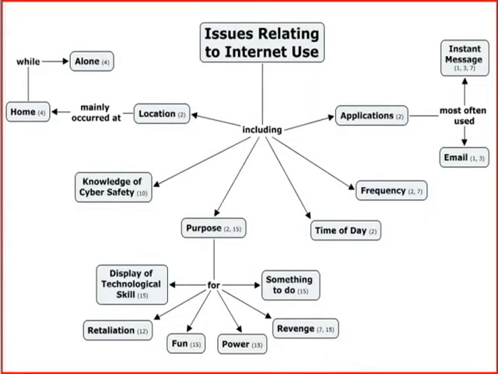There are a number of factors that are associated with cyberbullying and cyber-victimization. In relation to internet use, location, frequency, time of day, purpose, and applications were all predictors of cyber-victimization. Knowledge about cyber safety also predicted cyber-victimization. About 86% of cyberbullying occurred at home, with almost 63% occurring alone. Email and instant messaging were the most frequently used applications through which cyberbullying occurred.